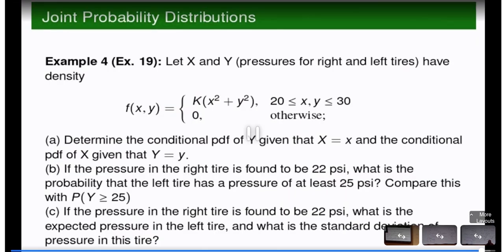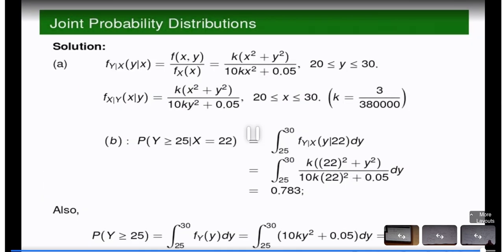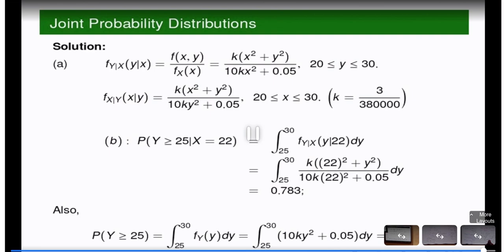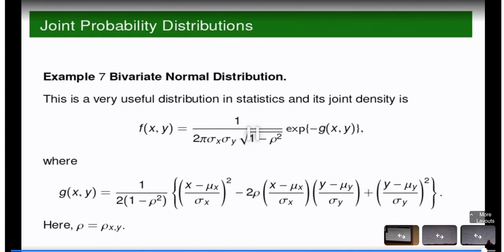I think I'm going to stop here. I'm going to continue from here tomorrow. Is there any question? These are just further examples that we have. Tomorrow is only going to take us to conditional mean, conditional variance, and stuff like that.